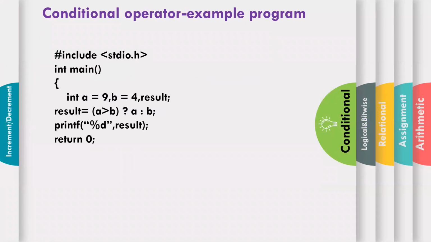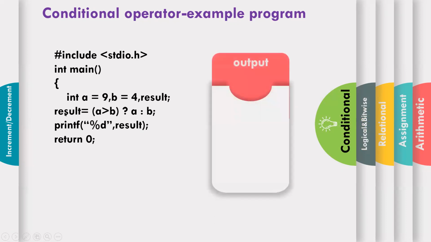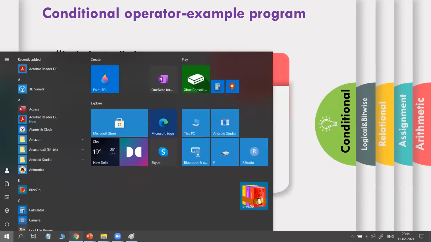So I will show you an example. It is easy. So int a is 9, b is 4, and result is a variable. So result is equal to a greater than b, question mark, a, colon, b. So what does it mean? If a greater than b is true, a is assigned to result. If it is false, the value of b is assigned to result. So here 9 greater than 4 is true, so the first part is executed, that is, the value of a is stored in result. So you will get the value 9. Okay, I will show you the execution also.